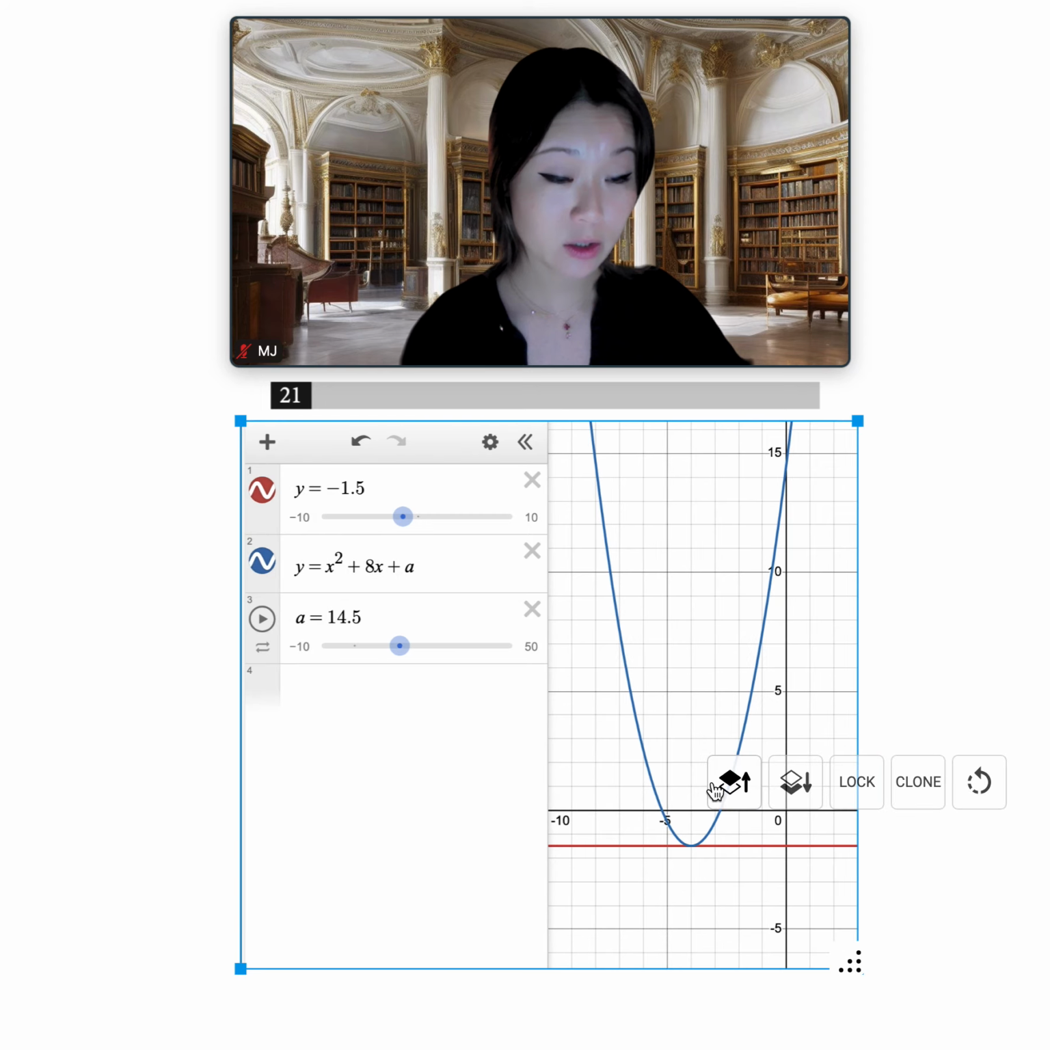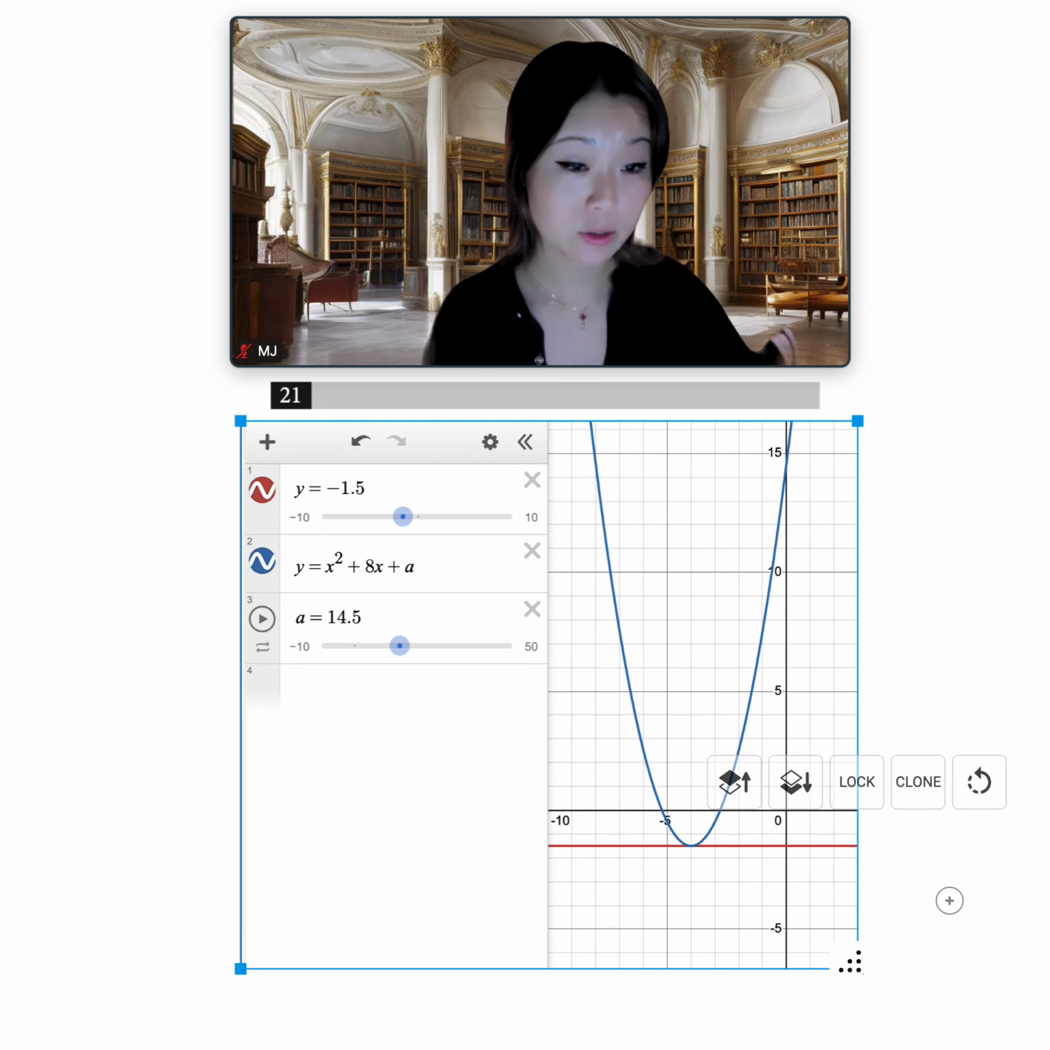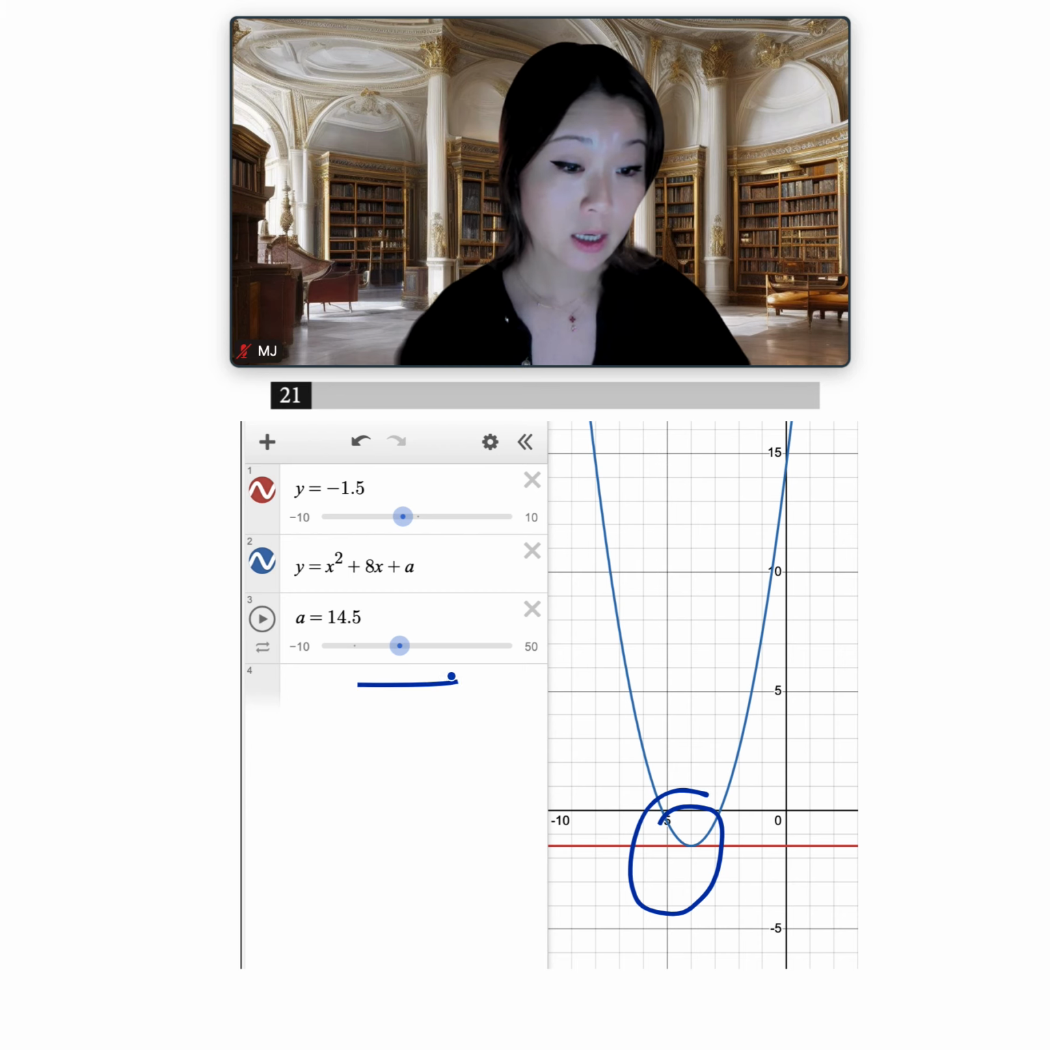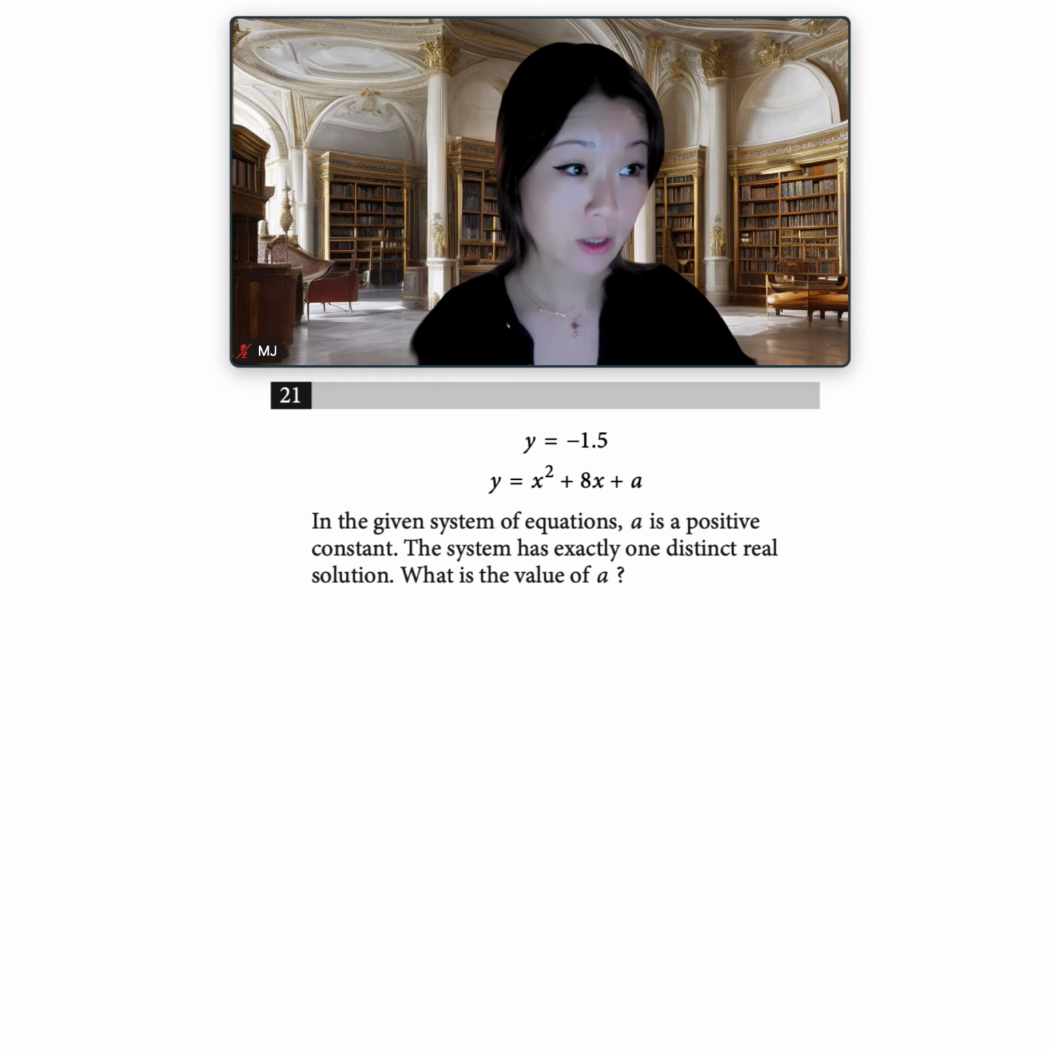So this one right here is the Desmos output. You literally just pop your 2 graphs in, and then here's your little slider. And you just want to make sure that they hit only at one point because we're looking for one solution. Swivel this guy around until you find that, and it's at 14.5.